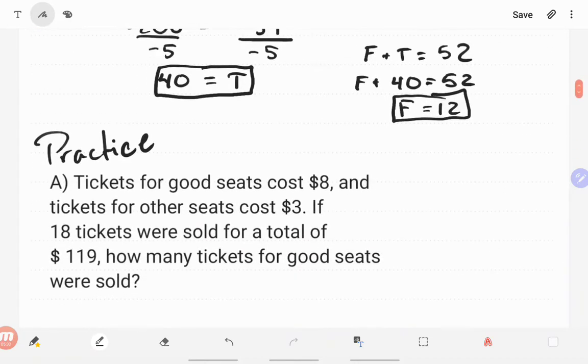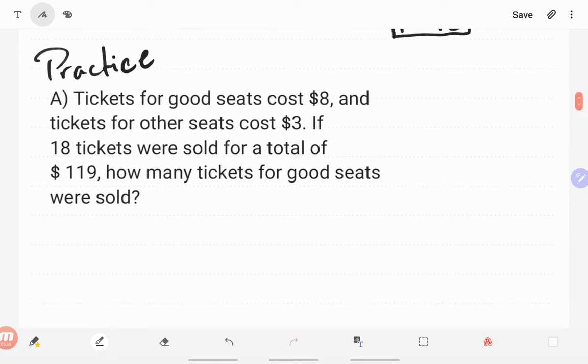So what I've got written out for us now is practice problem A. Tickets for good seats cost $8 and tickets for other seats cost $3. If 18 tickets were sold for a total of $119, how many tickets for good seats were sold? Again, we need a system of equations. But to do this, we should first go through and label what we want our variables to be.